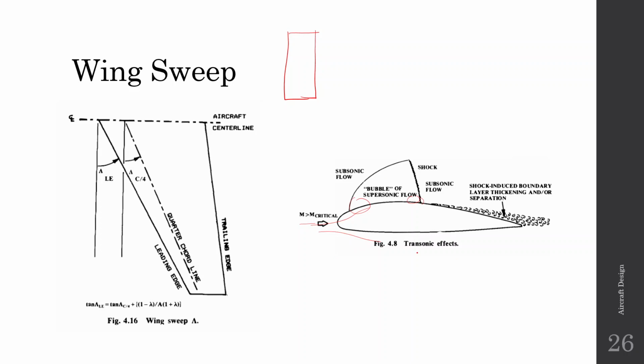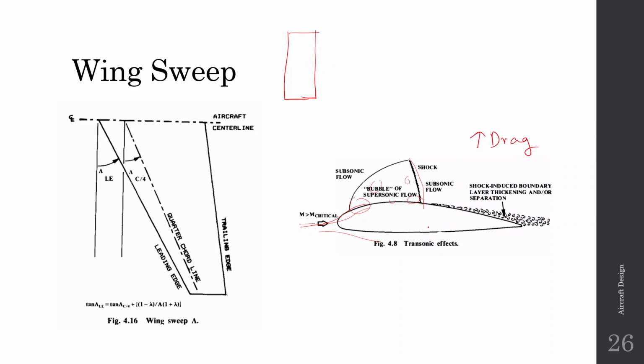the aerofoil is not moving at supersonic speed. The velocity is not supersonic, but due to the flow of the air, some portion of the flow becomes supersonic. That is why it is written here: bubble of supersonic flow. Because of this there is a shock here, and there is a boundary layer separation, and this increases the drag.